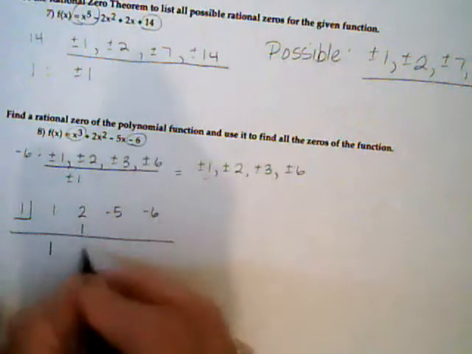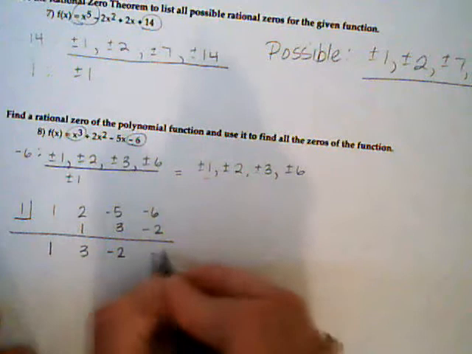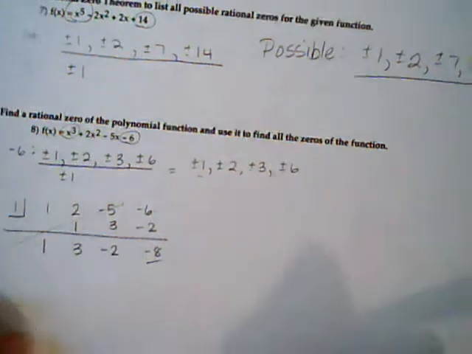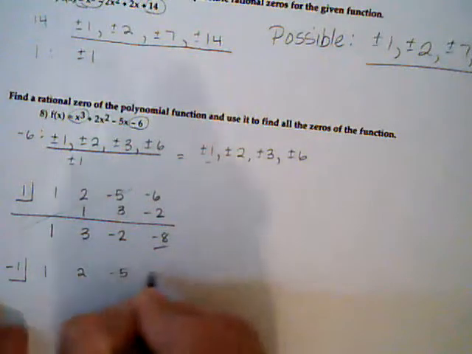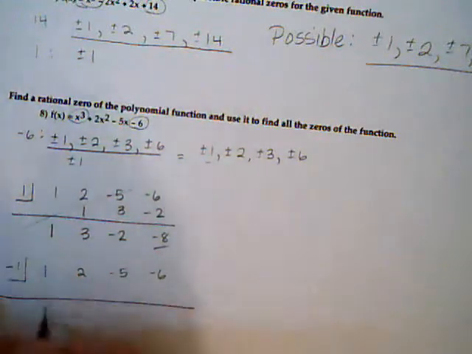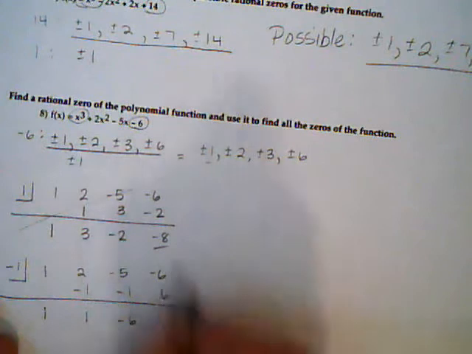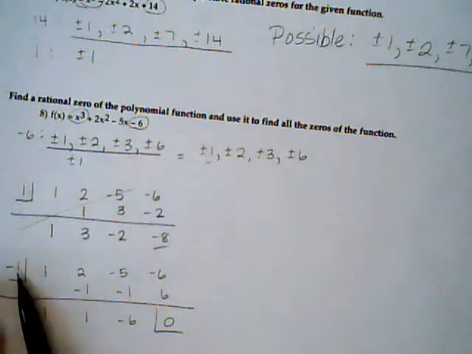1, that would be 1, 3. If I don't get a remainder of 0, then that means this is not my root. So then I may try negative 1. That would be negative 1, which would be negative 6, positive 6. I get a remainder of 0, so that means negative 1 is my root.